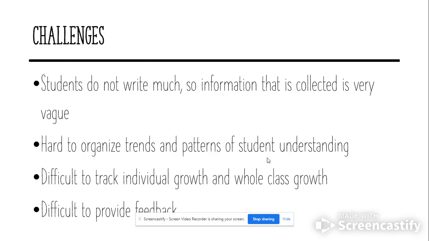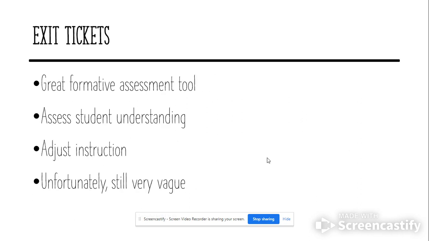Some of the challenges she's having is students do not write enough information. So what she is collecting on the exit slips is very vague. It's also hard for the teacher to organize trends or to see patterns for student understanding with so many little slips of paper and not very well organized. It's difficult to track individual growth and the whole class's growth. And it's also difficult to provide feedback from the paper exit slips.